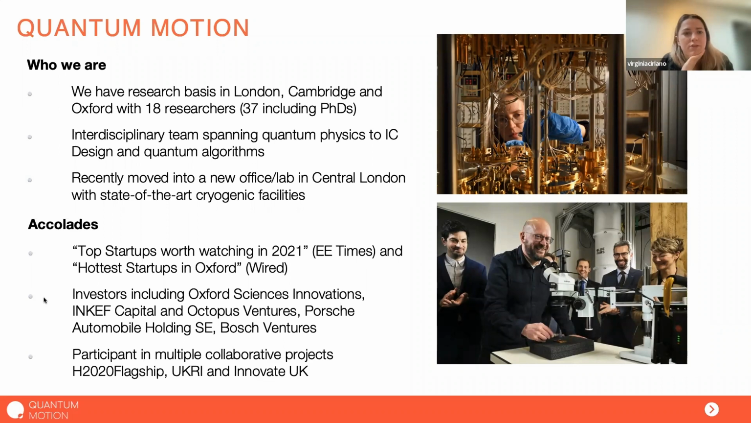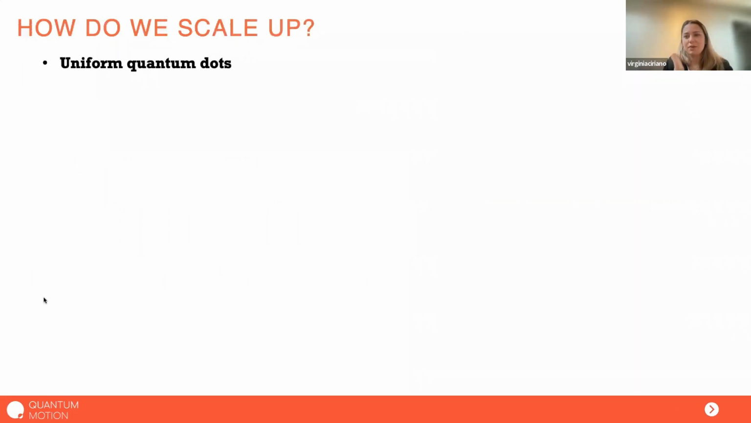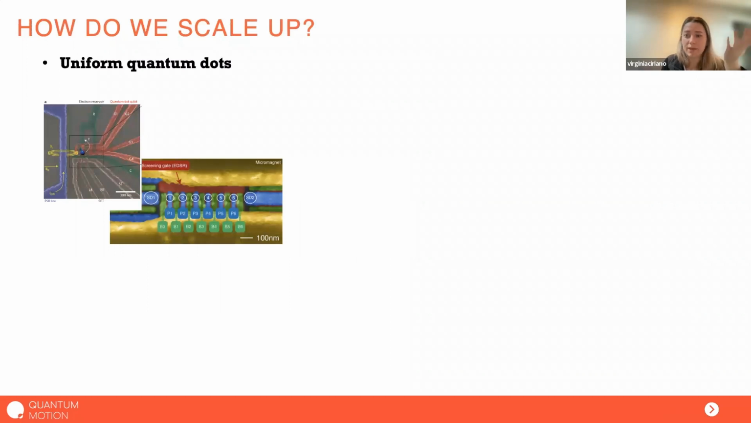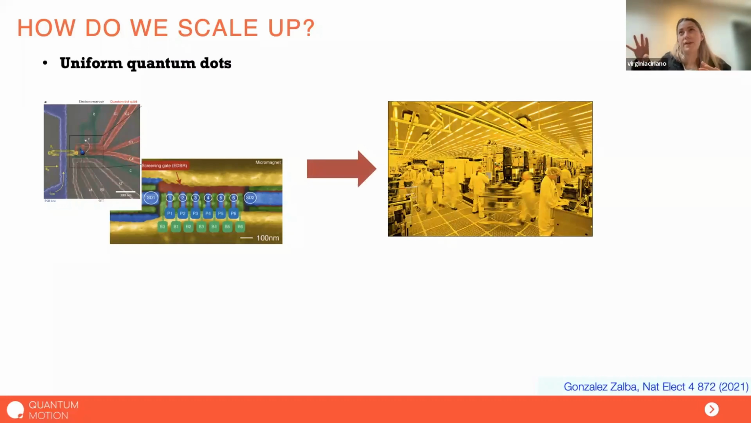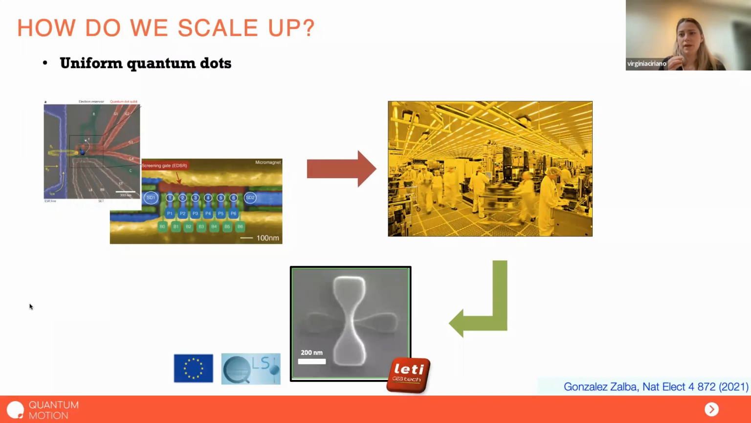So now that you know what Quantum Motion is, I want to tell you how you can scale up these silicon qubits. There are different paths, and all of them combined together. The first one is trying to build uniform quantum dots. As I said, most of the demonstrations are in academic foundries, and it would be nice to take what is done in already developed foundries and modify it the minimum to make it work as spin qubits.